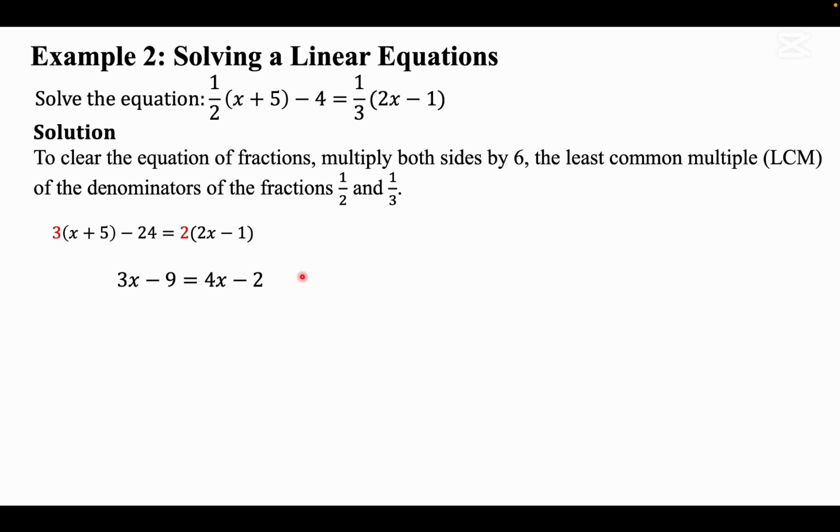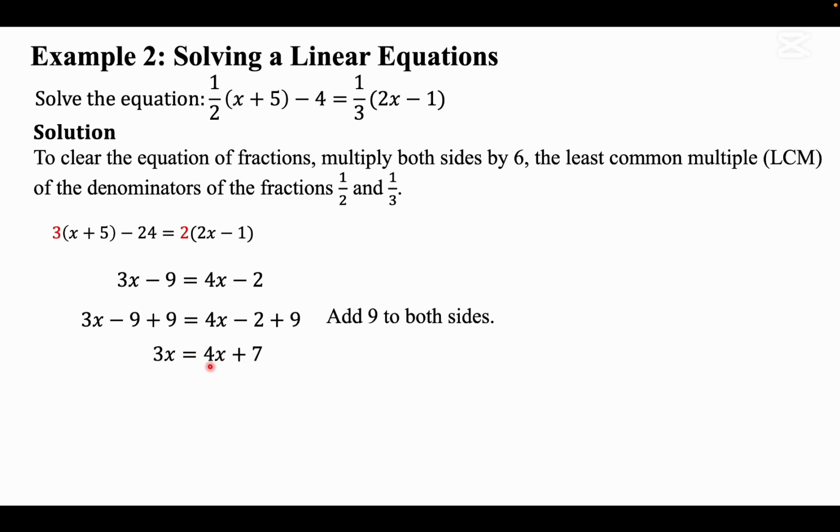Now the next step would be to move the variables to the same side and the constant numbers over to the other side. How do we do that? Well, we can add 9 because you're subtracting here. To undo that, you have to do the inverse of subtraction, which is addition. So if you add 9 here, you have to also add 9 here to balance the equation. So you get 3x equals 4x, and then if you combine those two, you get a 7.